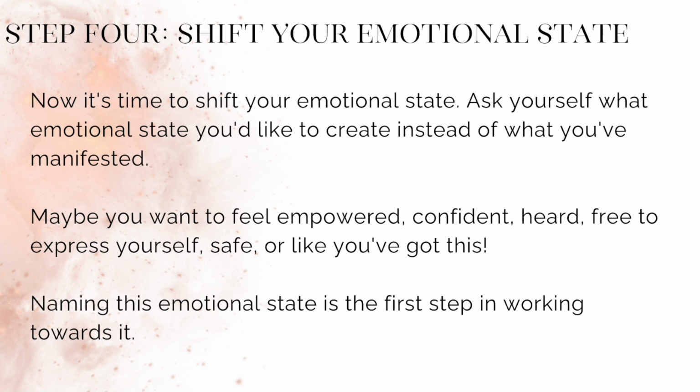Now it's time to shift your emotional state. Ask yourself what emotional state you'd like to create instead of what you've manifested. Maybe instead of betrayed and abandoned and hurt, you want to feel empowered. You want to feel confident, heard, free to express yourself, safe, supported, or whatever you want. Like feel like you've got this. So name it, label this emotional state, claim it as yours, and start to feel that. That's the first step in moving towards that direction.